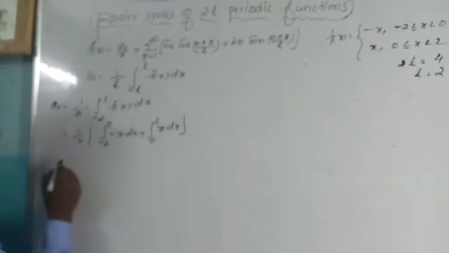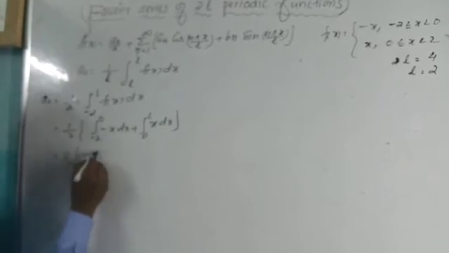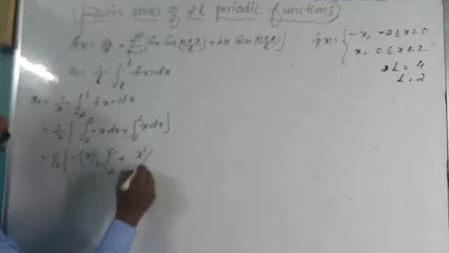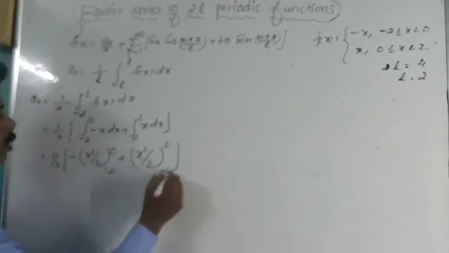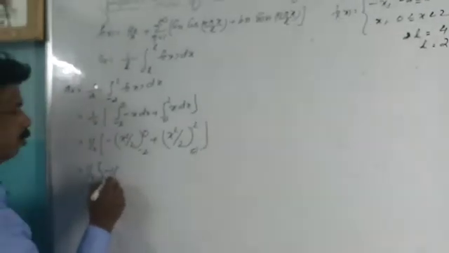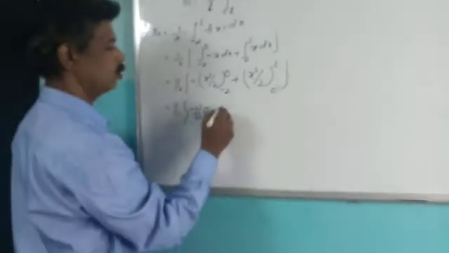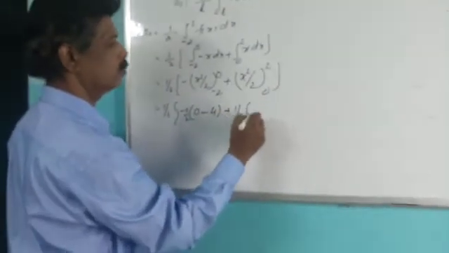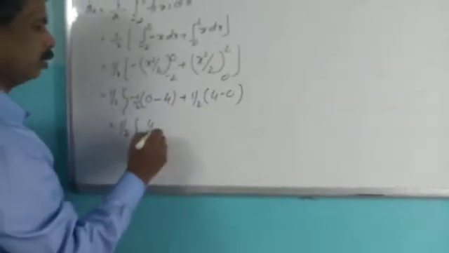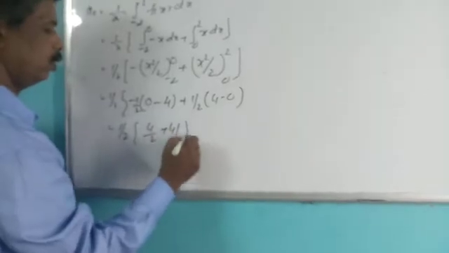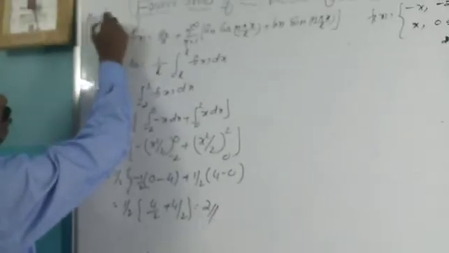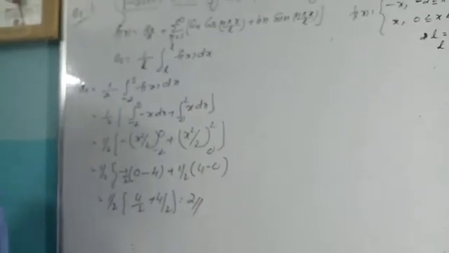That is 1 by 2 into minus x square by 2 with limits minus 2 to 0, plus x square by 2 with limits 0 to 2. Apply the upper limit and lower limit. Minus of 0 minus 2 square by 2 is 4 by 2, plus 4 by 2, that is 8 by 2 equal to 4, and 4 by 2 equal to 2. So the value of a0 is equal to 2.